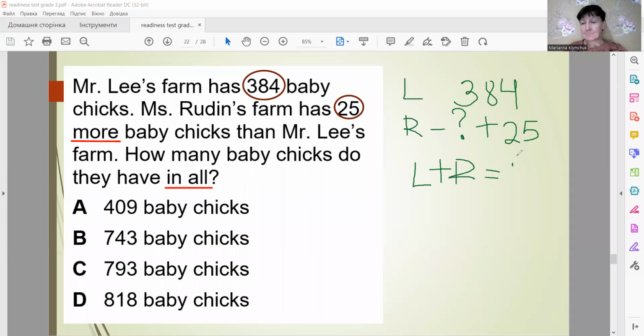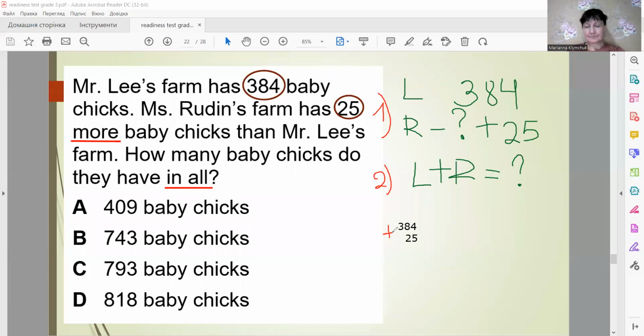From here, we can see that our story will have 2 steps. Step number 1, we need to discover about Miss Rudin, what's the number of her chicks. And step number 2, we need to put all the chicks together in all. That means, again, we need to do plus. So let us do it. Let me type. 384 plus 25. Okay, and we solve it.